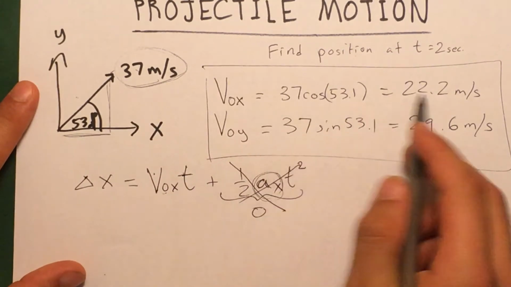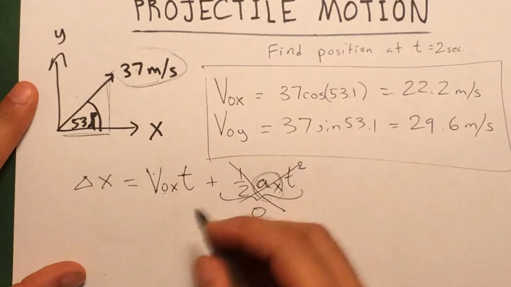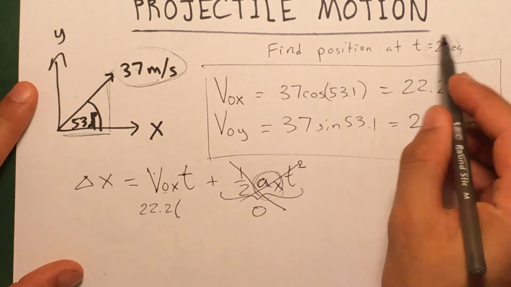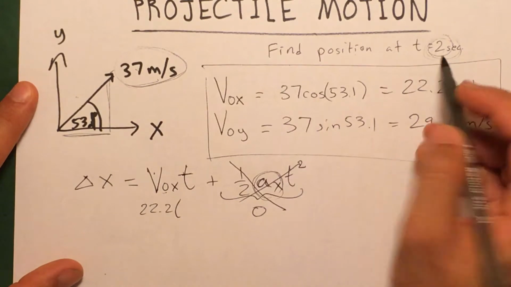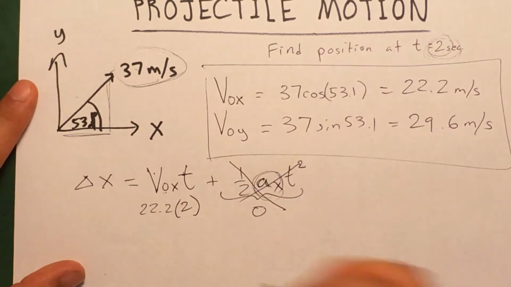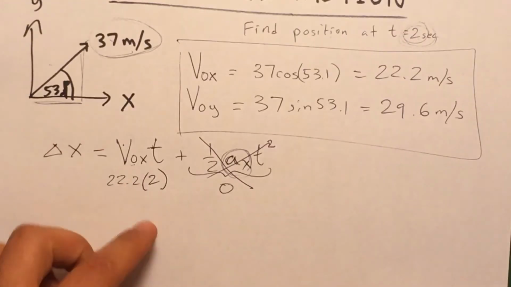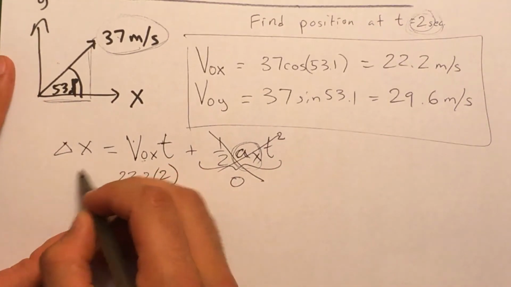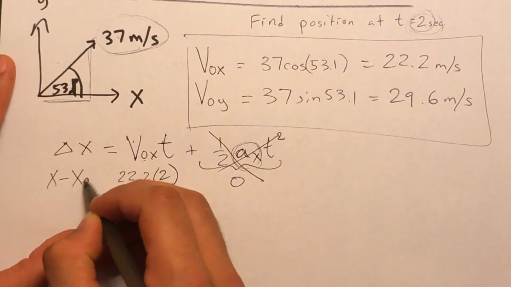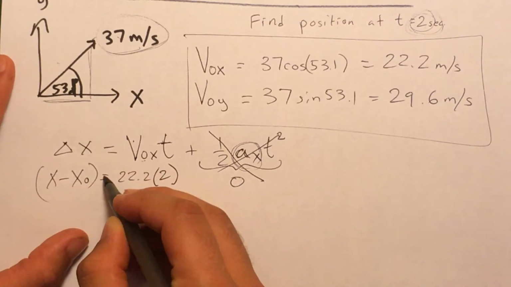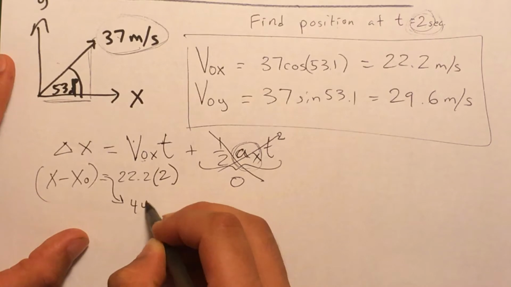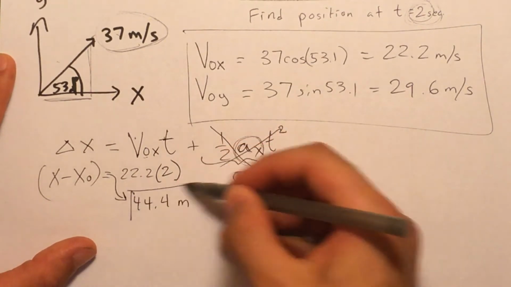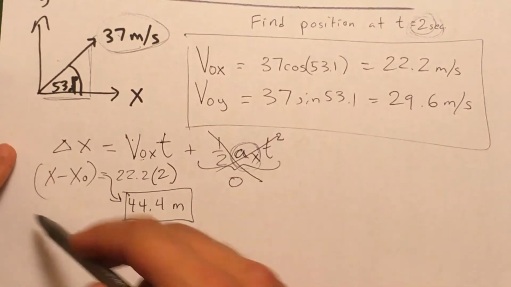As you see right here, we have 22.2, and multiply that by time. In this case, we want to find its position when it's 2 seconds in the air, so times 2. That would be 44.4. Therefore, delta x, or you could write it as x minus x naught, is equal to 44.4 meters.